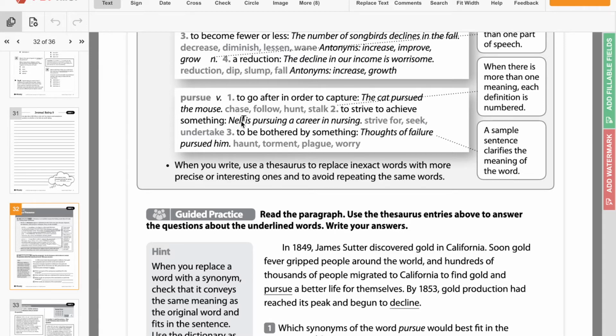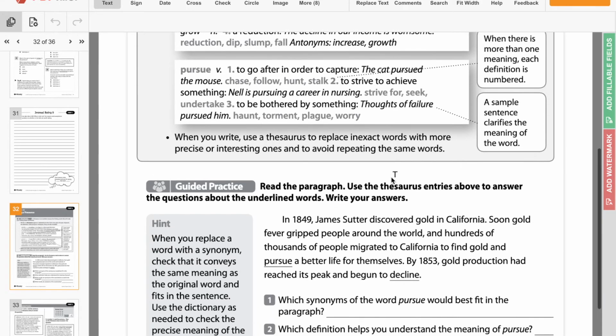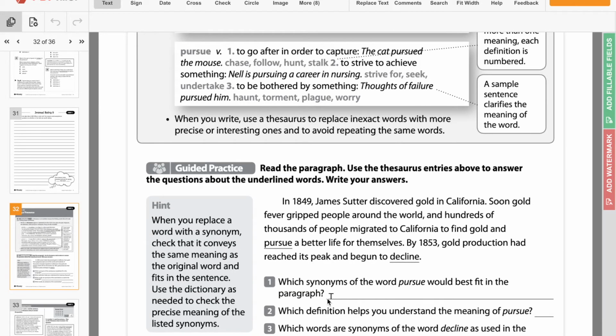Number 2 says to strive to achieve. That sounds about right. Neil is pursuing a career in nursing. They're pursuing a better life. They're trying to achieve a better life. But if we look at the third definition, to be bothered, are they being bothered by a better life? No. So our synonyms are going to be after definition 2, which is strive for, seek, or undertake. So we'll put those on this line. So strive for, seek, or undertake.